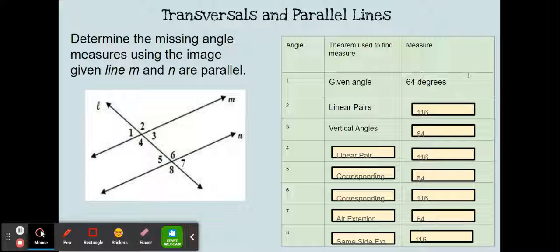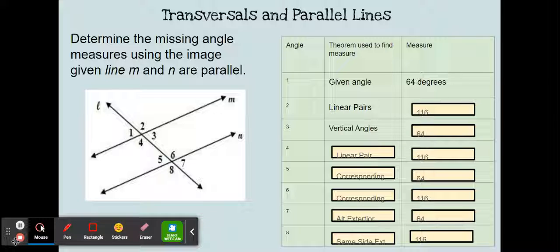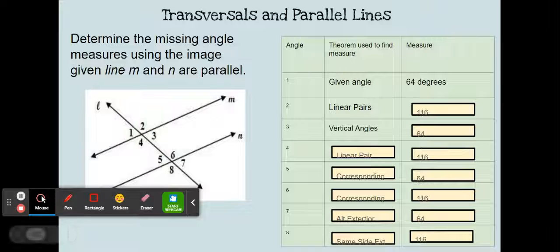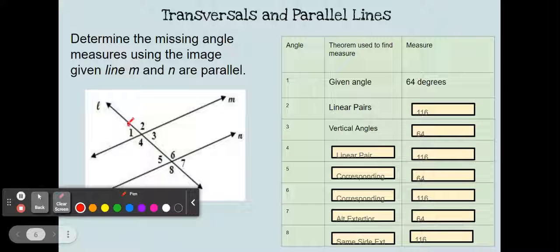All right, so this one is slide 6. For slide 6 here, we are using the information. We know L, line M, and N here are parallel. L is the transversal. And we are given the first angle is 64 degrees. So angle 1 here, 64 degrees.